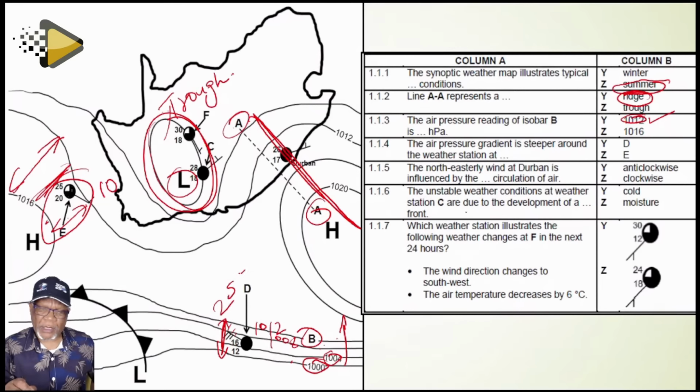The wind speed here is 25 knots. The wind speed here is 10 knots. And what is influencing that is the distance between isobars. The distance between isobars here makes it a gentle pressure gradient, and here a steeper pressure gradient.